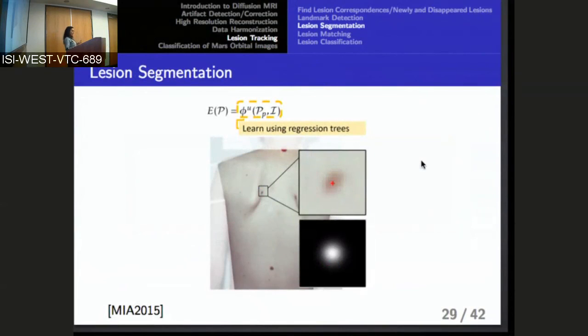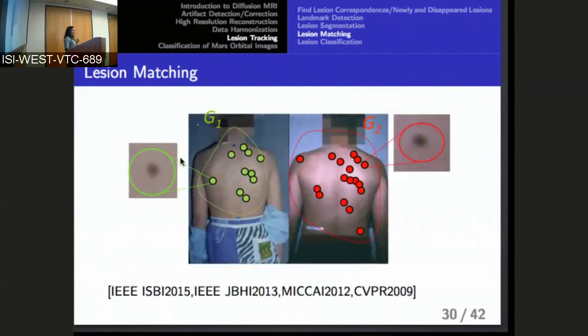Okay, now that we have this polygon of the skin region, we make an estimation of the position of moles by a simple regression tree algorithm. And now the last step is lesion matching. Now we have these detected moles on the back of the patient in image 1, on the back of the patient in image 2, and this is the graph matching problem.